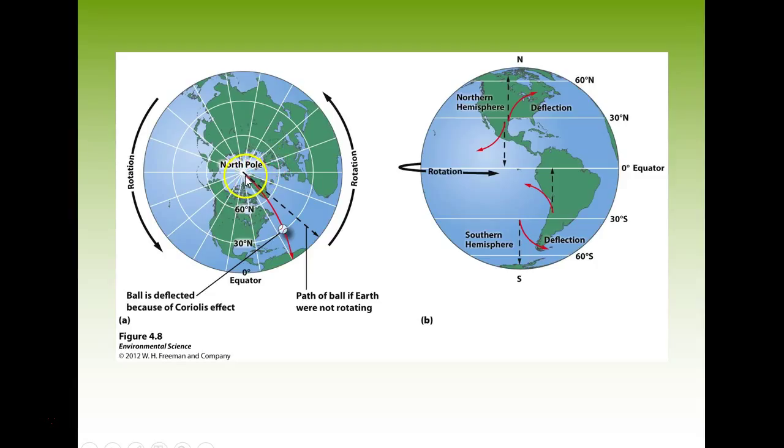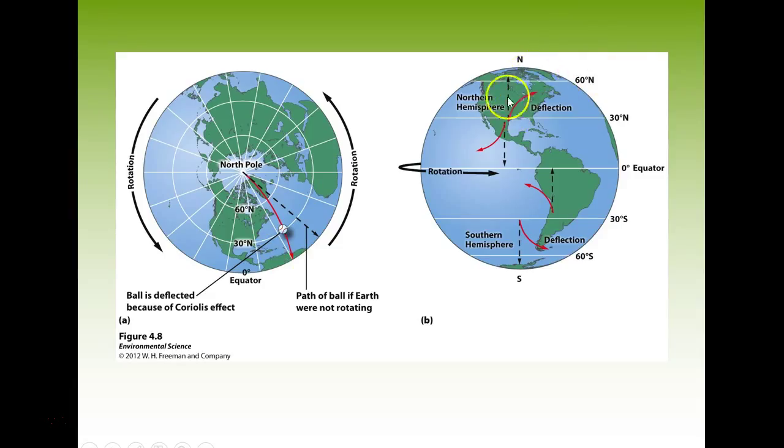So because the Earth is rotating at the North Pole, if we were to just roll something, we would think that on a flat surface it would go straight. But since that thing is spinning, as we get further away from the center, it's actually going to deflect in a specific direction because the Earth itself is rotating.